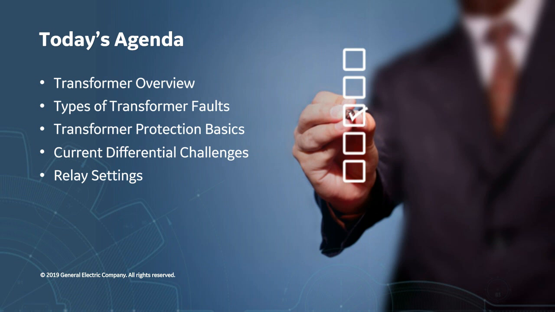The intent of today's webinar is to focus on a few of the fundamental transformer differential protection elements, why we need them, and how we come up with some of the relay settings. We'll talk a little bit about the different types of transformers and transformer faults, then spend some time going over protection basics, how current differential protection works, and some of the challenges associated with properly employing it. Lastly, I'll briefly show how the relay settings we review look in terms of being programmed into a GE relay. All right, so let's jump in.